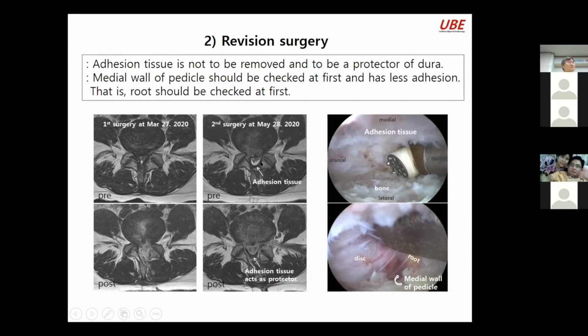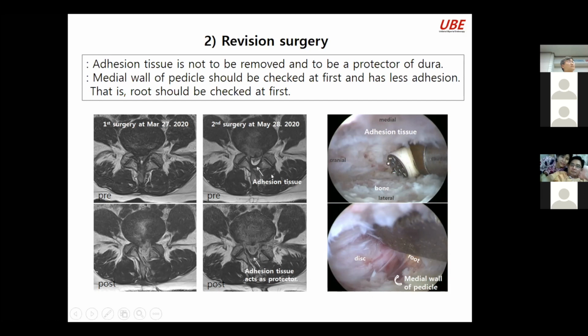This area, the dark signal, is adhesion tissue. This is prepared. That means I don't remove adhesion tissue. I always think to use the adhesion tissue as a dural protector, this one. So I think I changed my concept. Adhesion tissue is my friend to protect the dura.